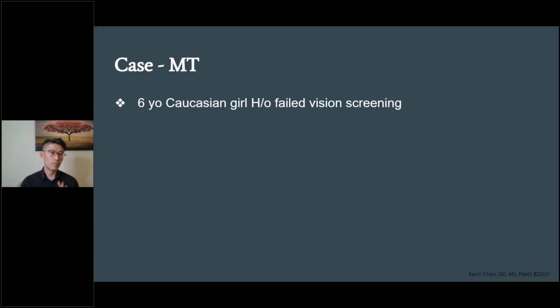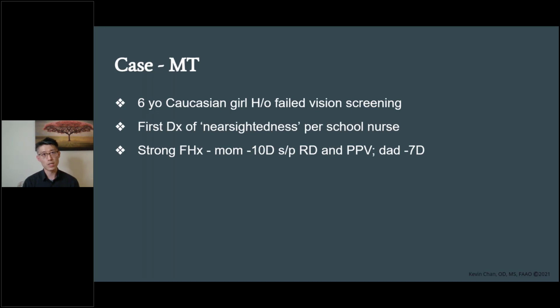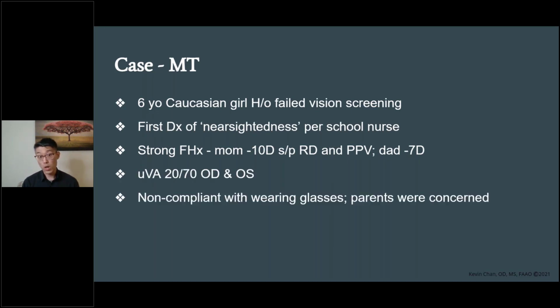Here's another case, a bit challenging. Sometimes it may not be a straightforward case or deliver the result that you want. She's a 6-year-old Caucasian girl who failed vision screening. According to mom, the school nurse told us that the patient may have nearsightedness, which is good news because the school nurse can actually detect myopia.